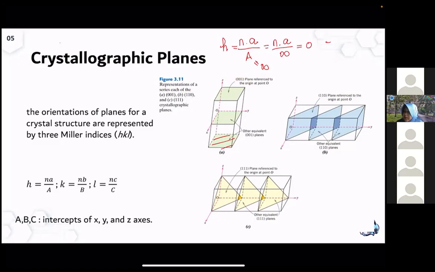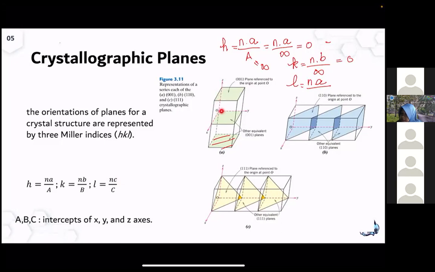That's also similar with k, which is the integer multiplied with b divided by the intercept with the y-axis. B is for the y-axis, and if you look here, the plane is also parallel to the y-axis. Because the plane is parallel to the y-axis, it will have an intercept somewhere at infinity. So we can write it as infinity, and that becomes 0 as well. And for L, it's an integer multiplied with c divided by the intercept with the z-axis.